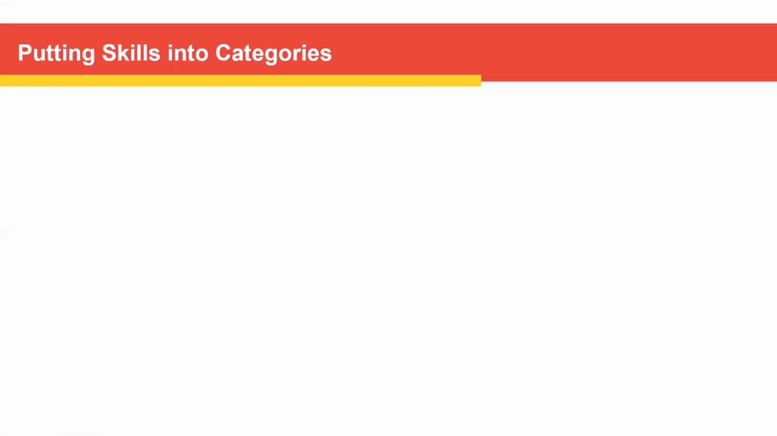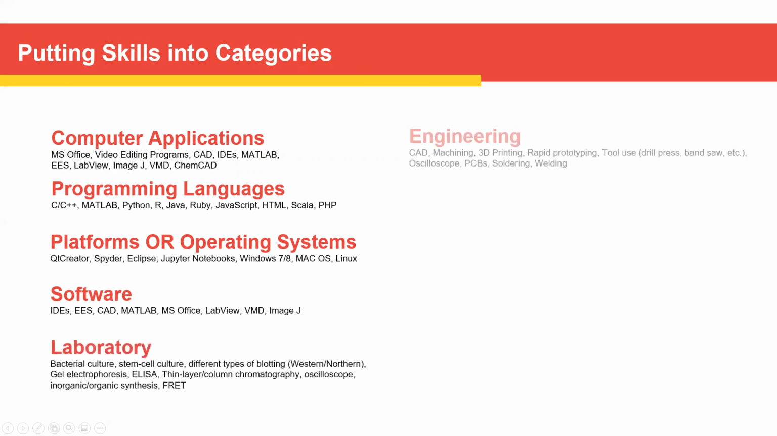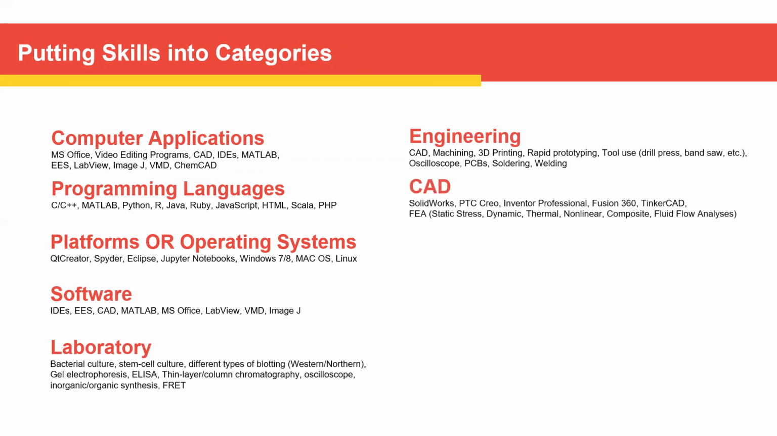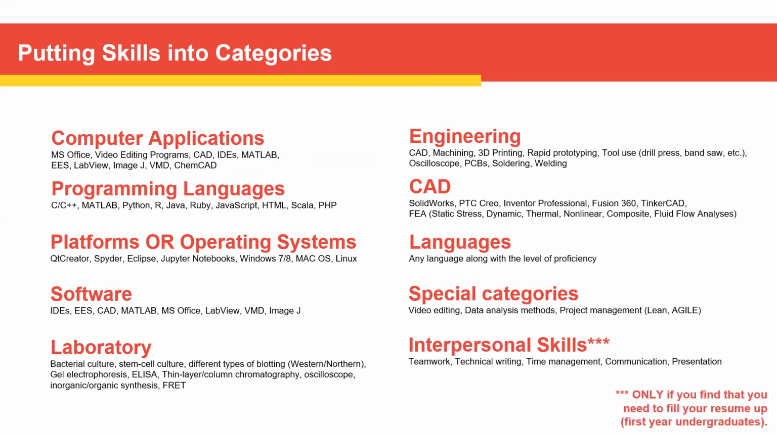I'm going to go through these rather quickly, but feel free to stop and pause the video if you want to see examples of the different platforms, the different skills that you can put into these categories. Computer applications, programming languages, platforms or operating systems, software, which is pretty similar to computer applications, laboratory skills, engineering skills, CAD, languages, special categories. And in special categories, you can pretty much make up your own category name and put different elements of that category behind it. And interpersonal skills. And as I mentioned before, interpersonal skills only should be used if you need to fill your resume up. So this is recommended only for first-year undergraduate students. If you're beyond that, you should likely not be using this on your resume.